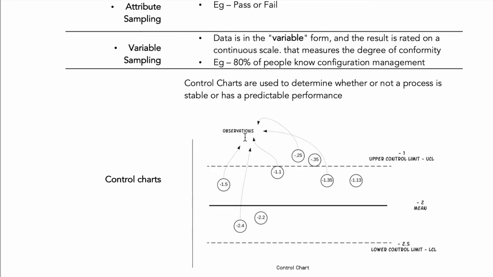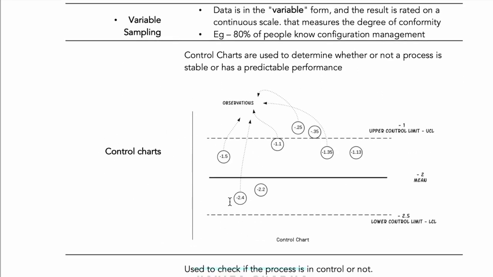We discussed this, right? Control chart is for predictable performance of a process. So there has to be some predictive average, which is a mean, and then an allowable upper control limit or lower control limit. If the data is between the UCL and LCL, these are still okay, the process is in control.